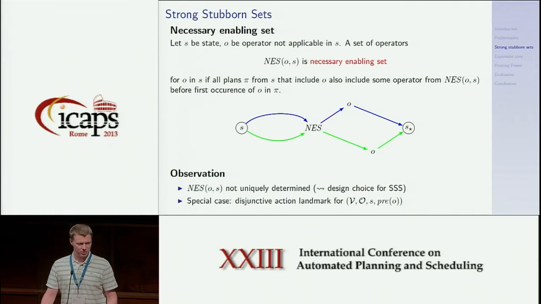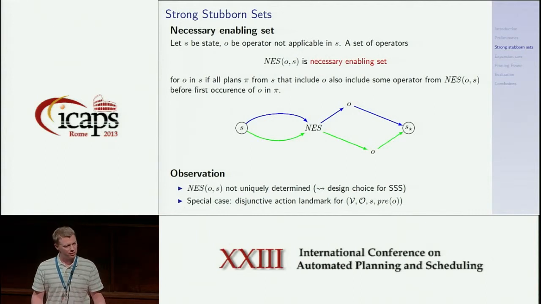The first observation is that necessary enabling sets are not uniquely determined. This is just because once we have a necessary enabling set, we can always add more operators to the set and still preserve this property. And actually, this will lead to a design choice for the computation of strong stubborn sets. I will come back to this later on.